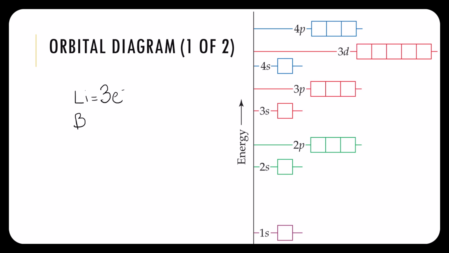Let's see if you guys can do the orbital diagram for boron. Determine how many electrons are there, and then put those electrons into place.